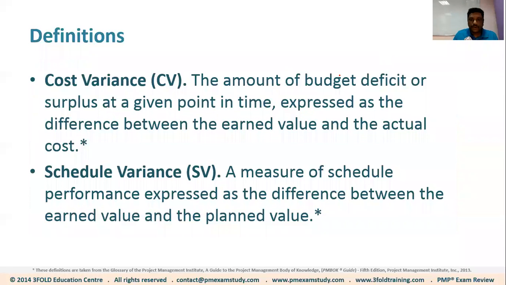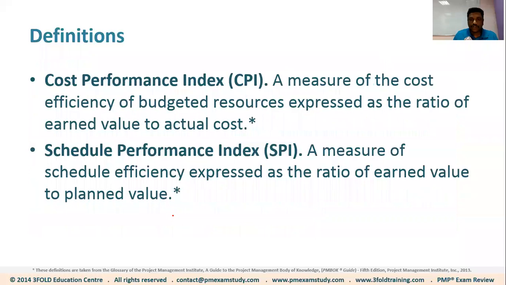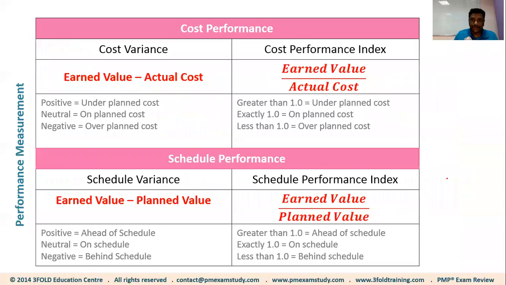All right, so we're going to find cost variance, schedule variance, then cost performance index and schedule performance index. What do these mean and what formula do we use? We will talk about it. This is the formula sheet.